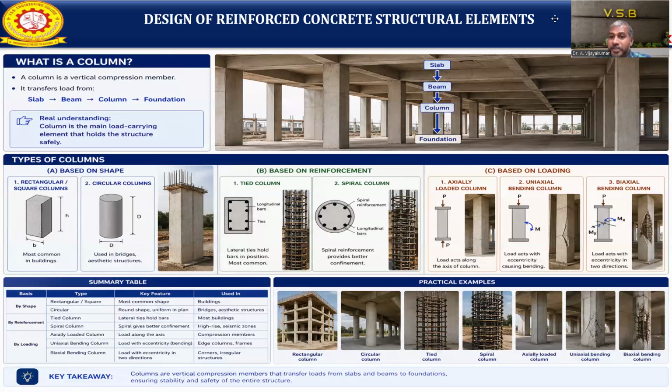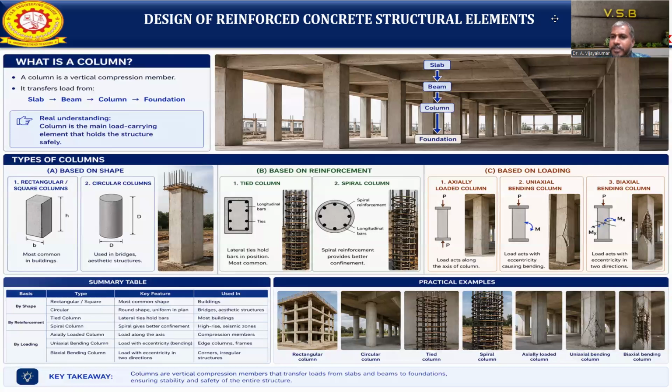Based on the loading system, we can divide columns into three types: the axially loaded column, the uniaxial bending column, and the biaxial bending column. What is the axially loaded column? The load is acting on the centre of gravity. So here the eccentricity is equal to 0. The load acts on the axis of the column, so in both the x-axis and y-axis the eccentricity is equal to zero.